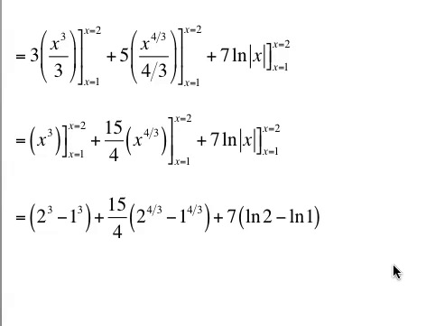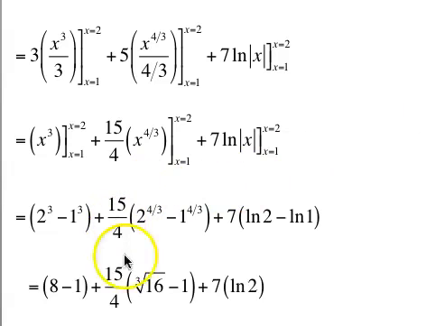And now it becomes a game in arithmetic. 2 cubed is 8, 1 cubed is 1, 8 minus 1, that'll give me 7. 15/4, cube root of 16 minus 1. And then we have what? Then we have 7 times log 2 because natural log of 1 is 0. E to the 0 is 1. And all I've got to do is simplify the arithmetic here. 8 minus 1 is, of course, 7.